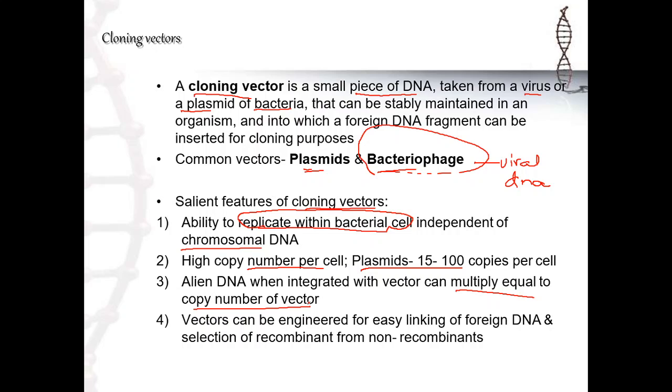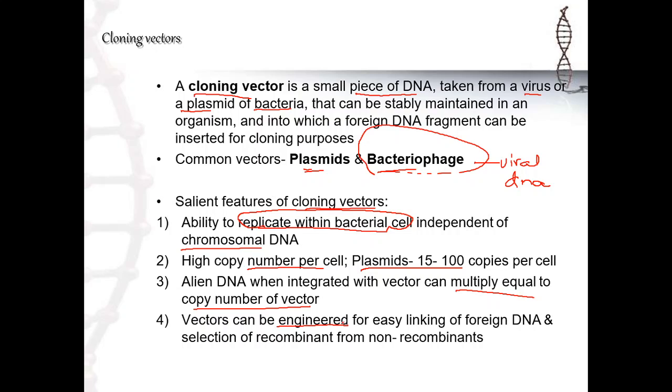Okay, so another salient feature of cloning vectors: vectors can be engineered for easy linking of foreign DNA, and for selection of recombinants from non-recombinant DNA. So we can engineer the vectors for easy linking of foreign DNA. For example, the plasmid is a ring structure. We can cut certain portions of the plasmid.